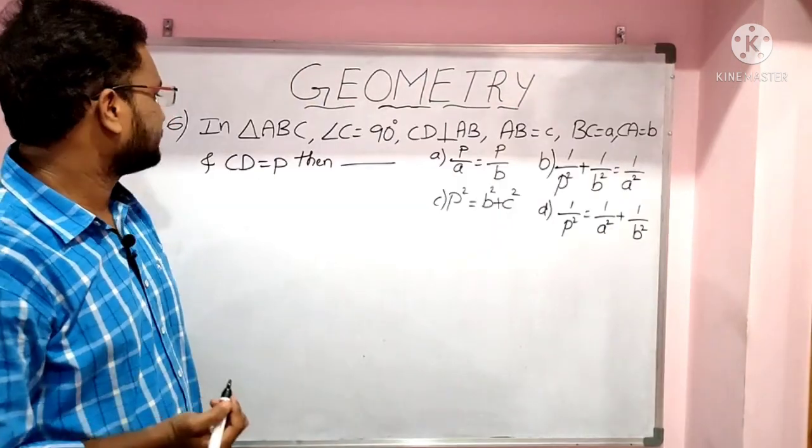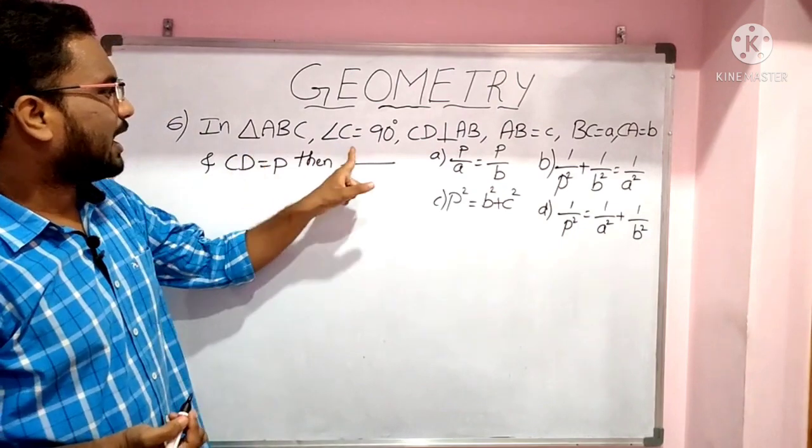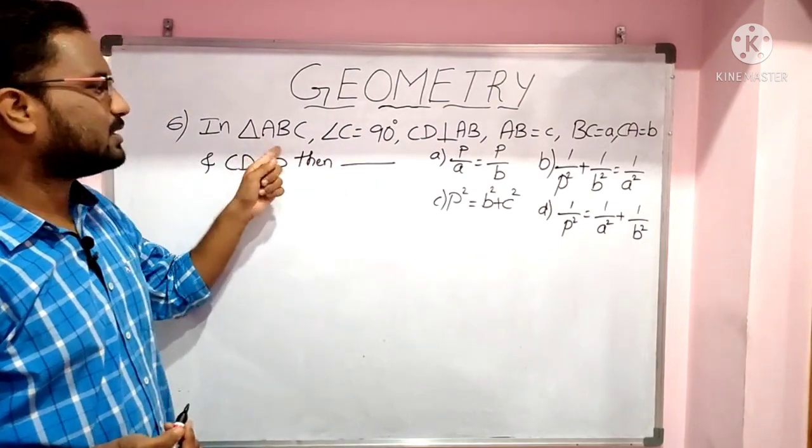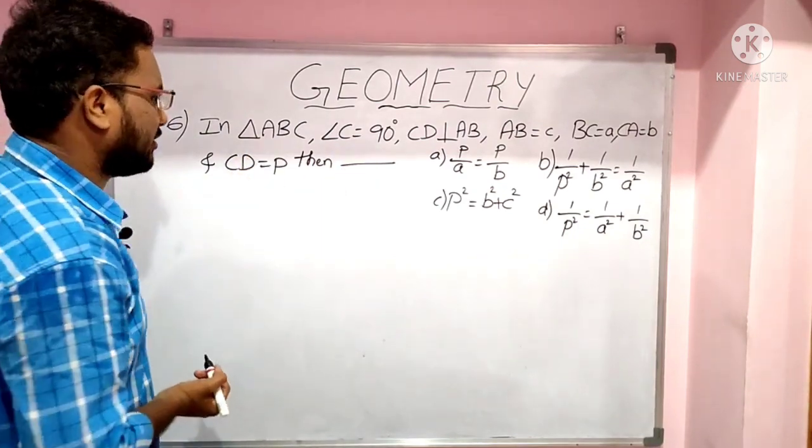So next problem. In triangle ABC, angle C is 90 degrees. That means triangle ABC is a right angle triangle. So let's take a right angle triangle.